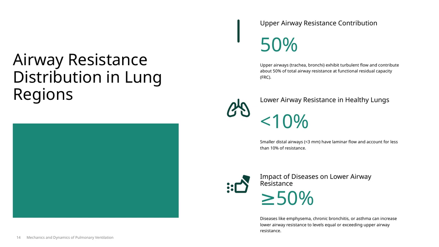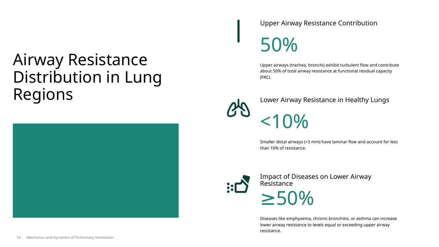Let's take a closer look at the mechanics and dynamics of pulmonary ventilation. First, notice that the upper airways, which include the trachea and bronchi, tend to have turbulent airflow. This turbulence actually contributes to about 50% of the total airway resistance when the lungs are at functional residual capacity, or FRC. Now, moving down to the smaller, distal airways, those less than 3 millimeters in diameter, they experience laminar flow, which is much smoother. These airways account for less than 10% of the total airway resistance in healthy lungs.